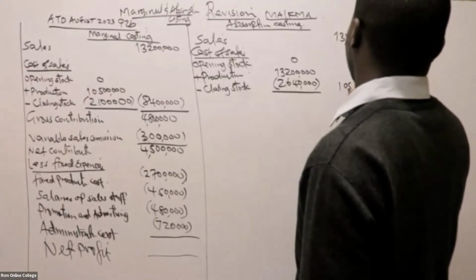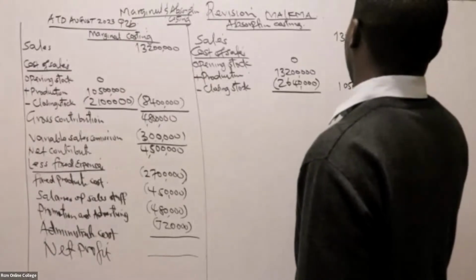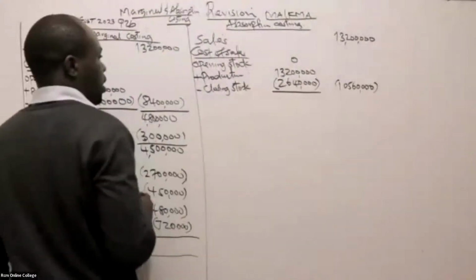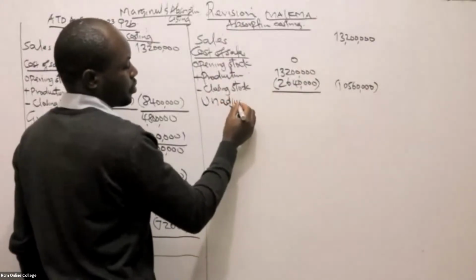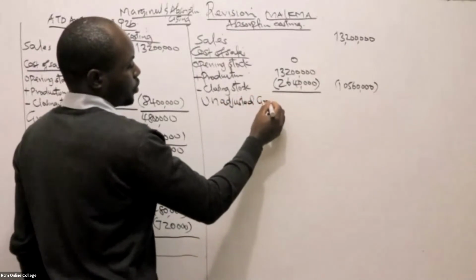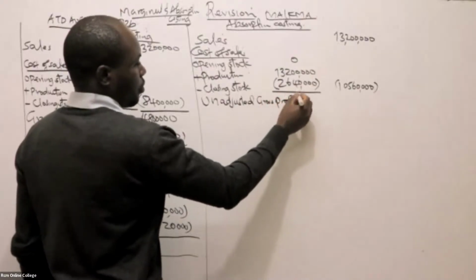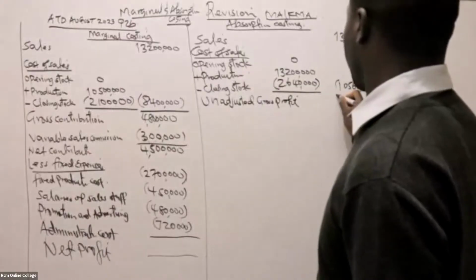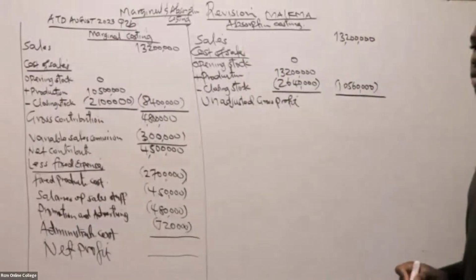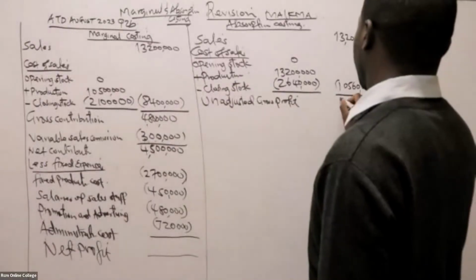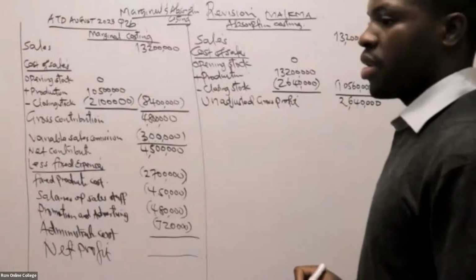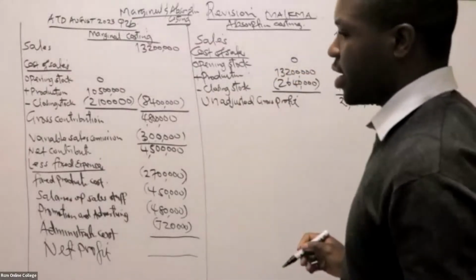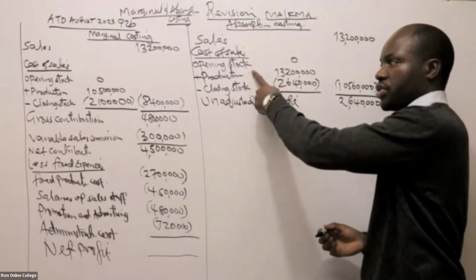We have 10,560,000. When you deduct, you get what we call gross profit. And that gross profit is not just gross, it is adjusted gross profit. Our unadjusted gross profit is 2,640,000.